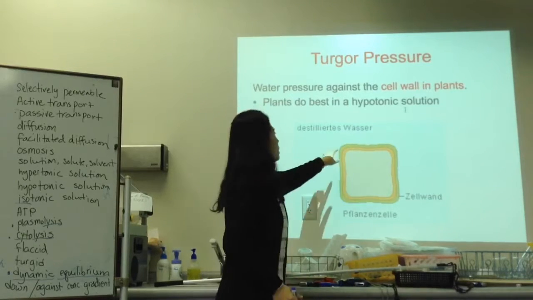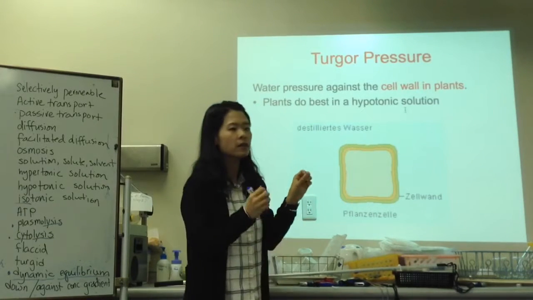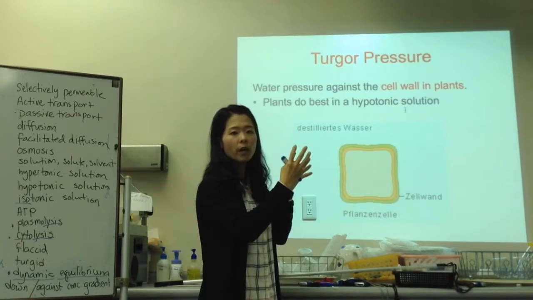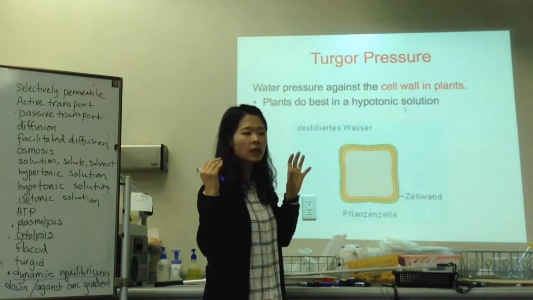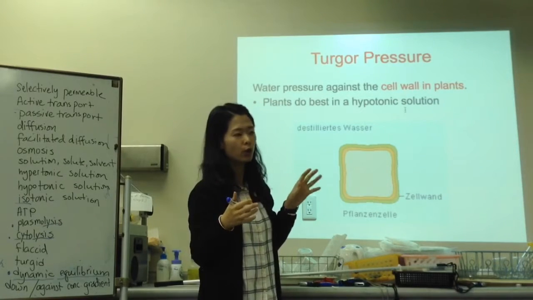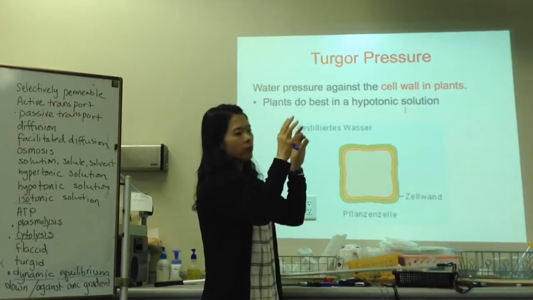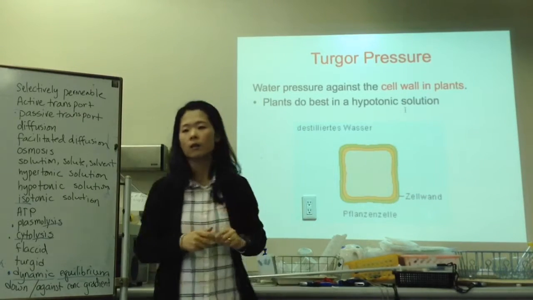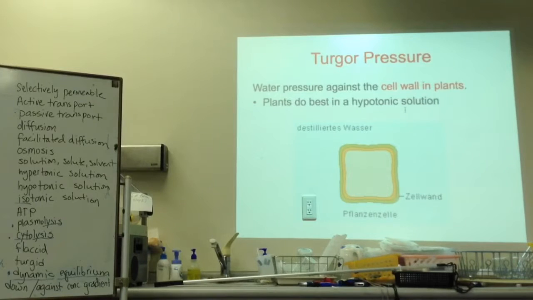All right. The pressure that is exerted on the membrane because of water coming in and going out is called turgor pressure. Turgor pressure is the pressure on the cell wall or cell membrane. Because of this, plants do best in hypotonic solution. They do best in hypo, not in iso. Animal cells do best in isotonic solution because you don't want animal cells to gain water, expand and burst.